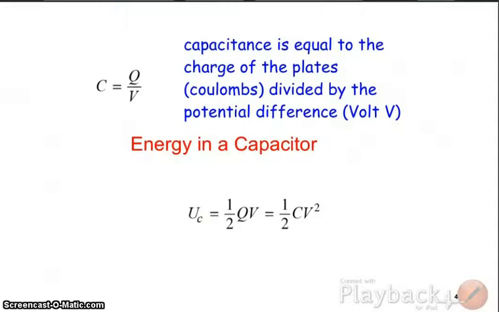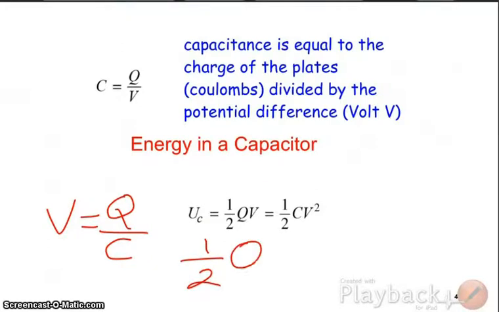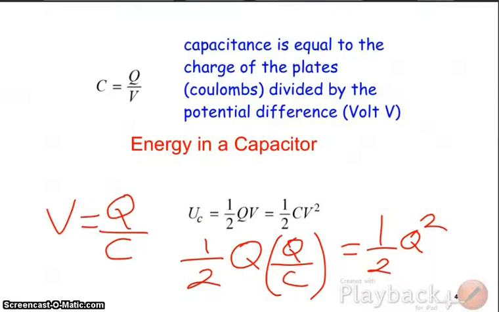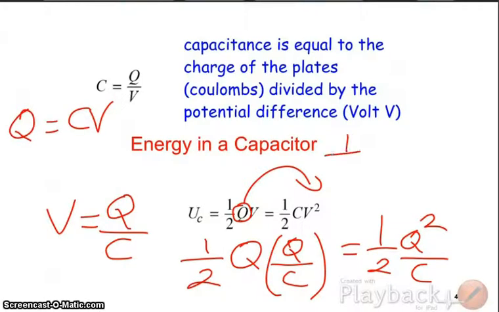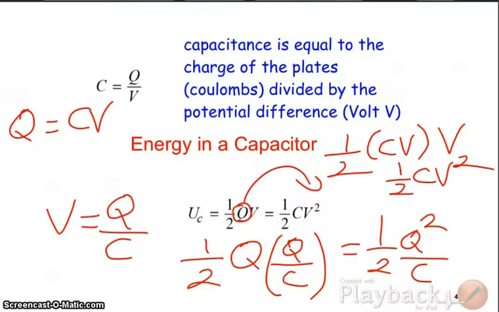C equals Q over V, so V equals Q over C. So if you took 1/2 Q and plugged in Q over C for V, you would get 1/2 Q squared divided by C. If you were to get rid of Q, because this equation doesn't have Q, Q equals C times V. So you get 1/2, we're getting rid of Q, so we have C times V times V. So 1/2 CV squared. Alright, so these are the same equations, just different variables.